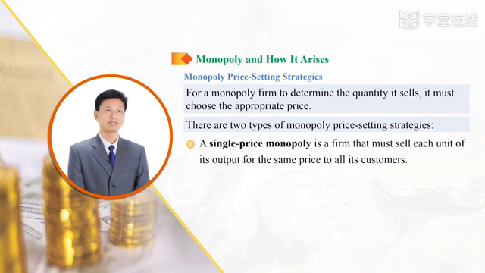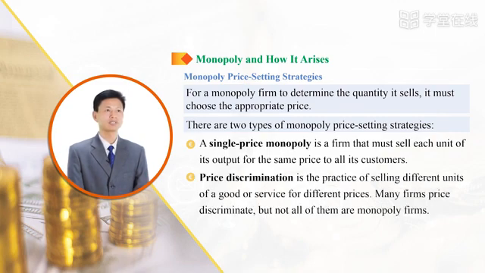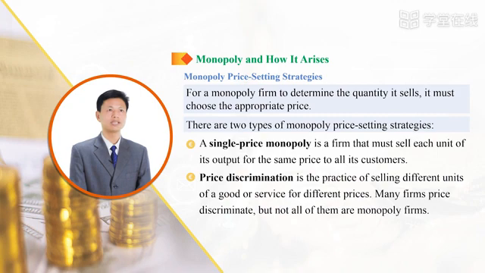A single-price monopoly is a firm that must sell each unit of its output for the same price to all its customers. Price discrimination is the practice of selling different units of a good or service for different prices. Many firms price discriminate, but not all of them are monopoly firms. When a firm price discriminates, it looks as though it is doing its customers a favor. In fact, it is charging the highest possible price for each unit sold and making the largest possible profit.